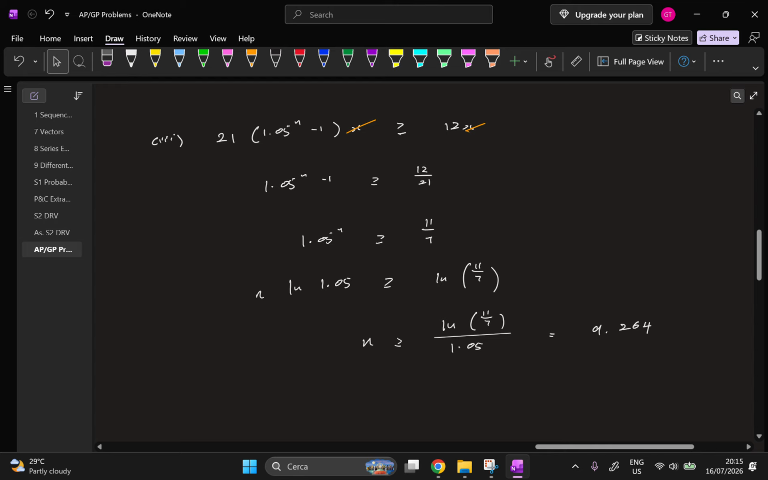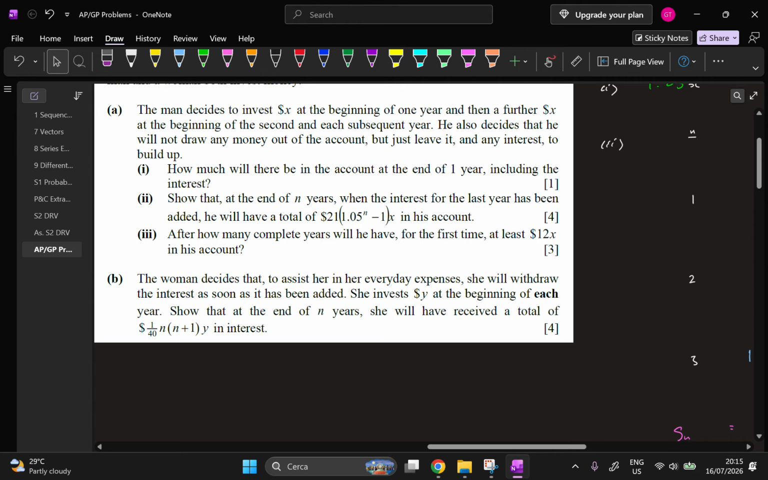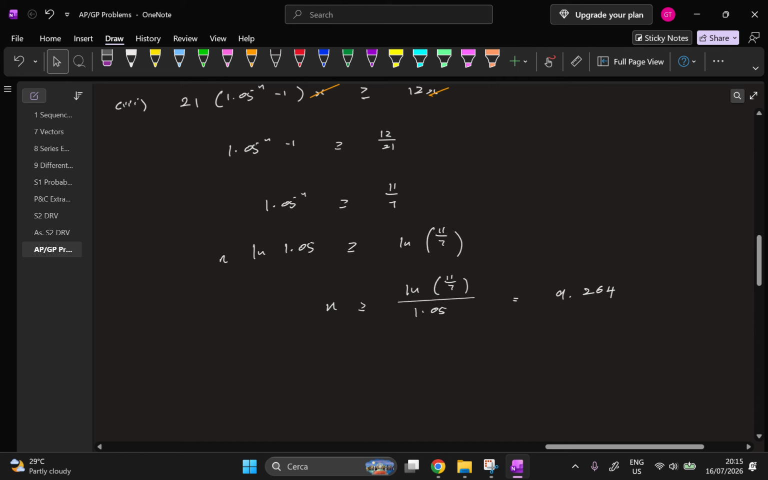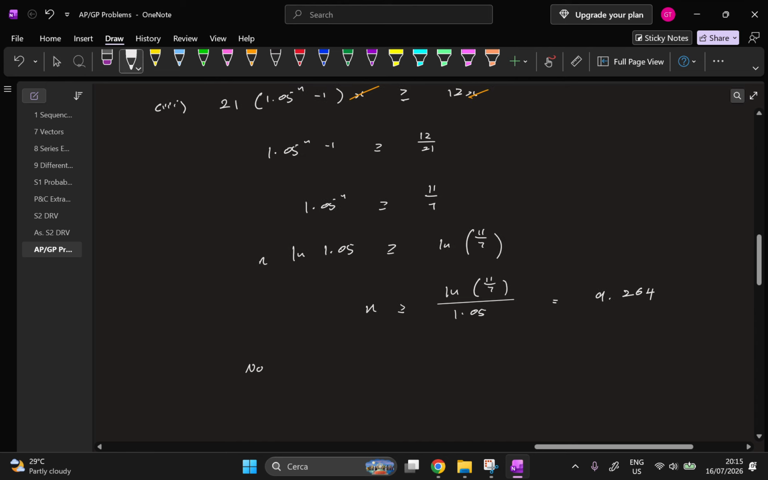So, after how many complete years? They want complete years, so 9.264 is not a complete year. The first time this will happen at the end of a complete year will be after the 10th year. So number of complete years is equals to 10. Can?